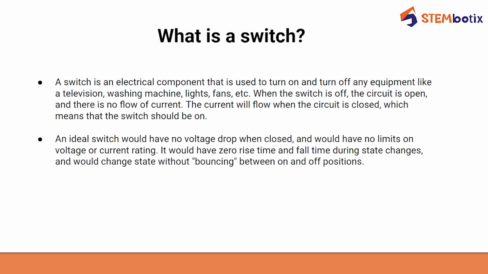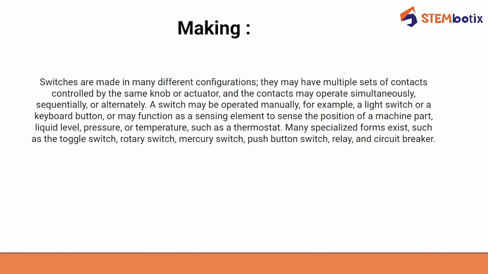So an ideal switch should, first, have no voltage drop when closed and have no limits on voltage or current. Second, it would have zero or near-zero rise time and fall time during state changes, and would change state without bouncing between on and off position. These are the characteristics. Now let's see the making of switches, that is, how switches can be made.